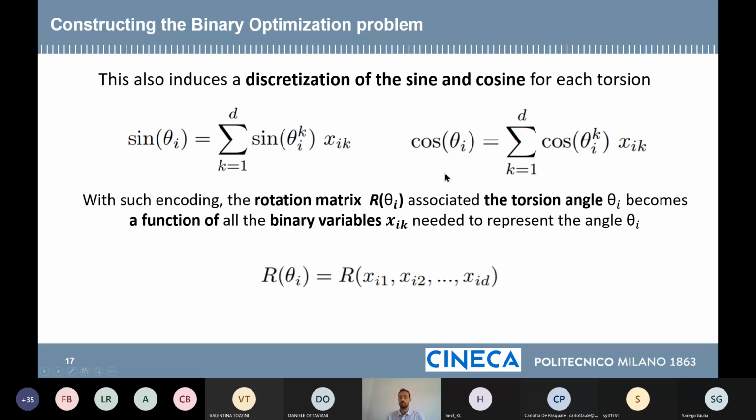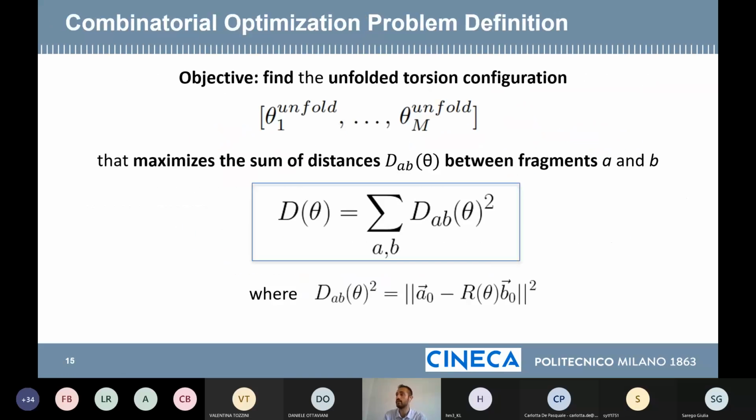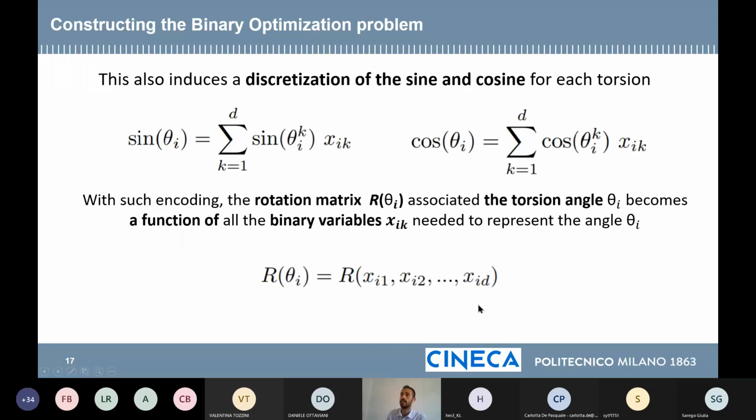Moreover, I also have to say that sine and cosine, as I told you, appear in the rotation, but what we are calculating at the end is the square of the rotation, basically. This means that we will also have sine squared, but you can write the sine squared in the same way, as a sum of sine squared of x, and the same thing for the cosine squared.